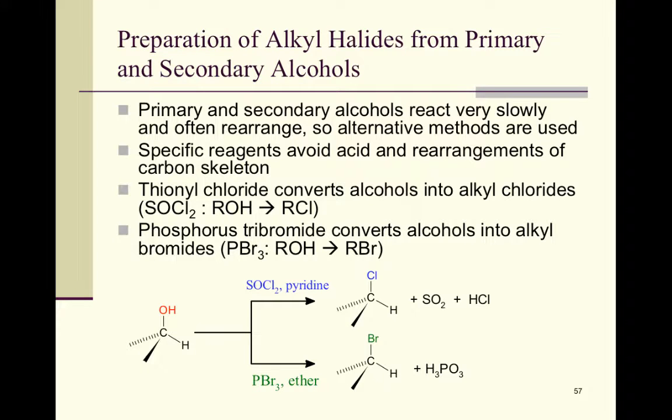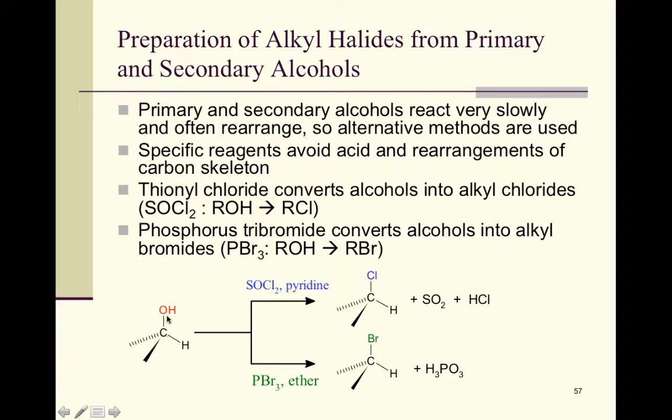Now let's take a look at primary and secondary alcohols. Now they don't react as well as tertiary. In fact, they react very slowly and often rearrange, so we have to find some alternative methods. We want to use some specific reagents to avoid acid and rearrangements of the carbon skeleton. So we're going to use thionyl chloride, and this can convert alcohols to alkyl chlorides. And we use phosphorus tribromide to convert alcohols to alkyl bromides.